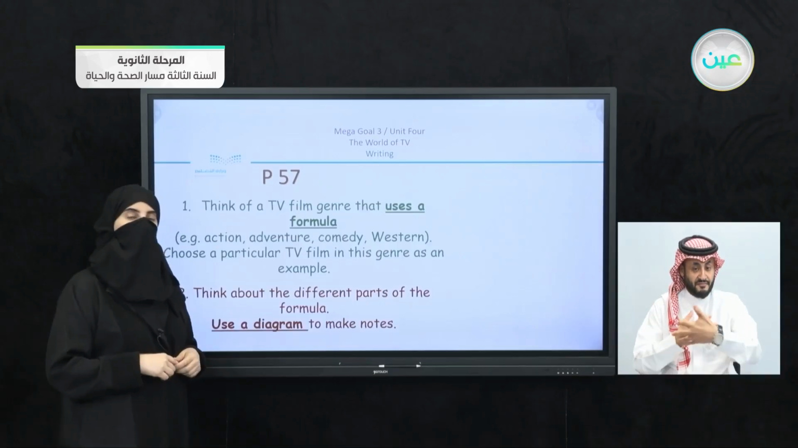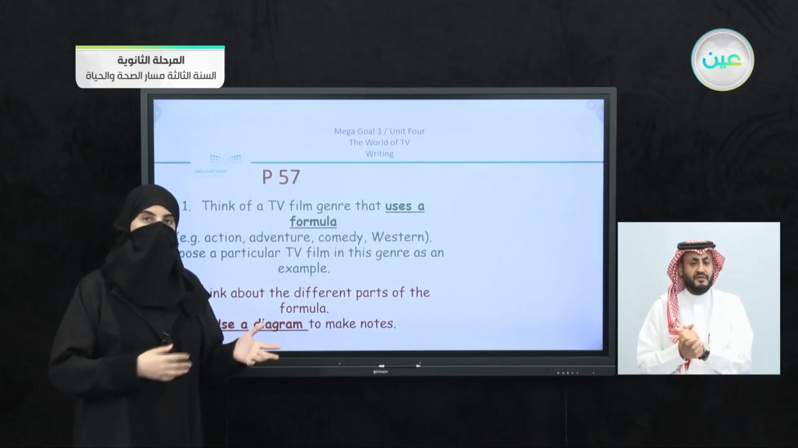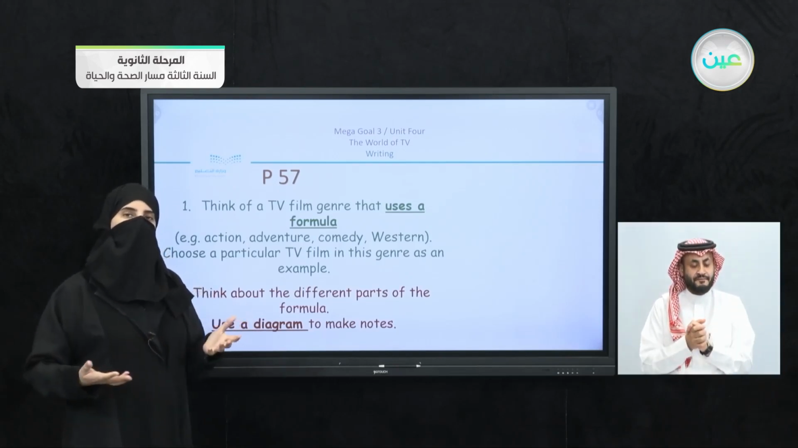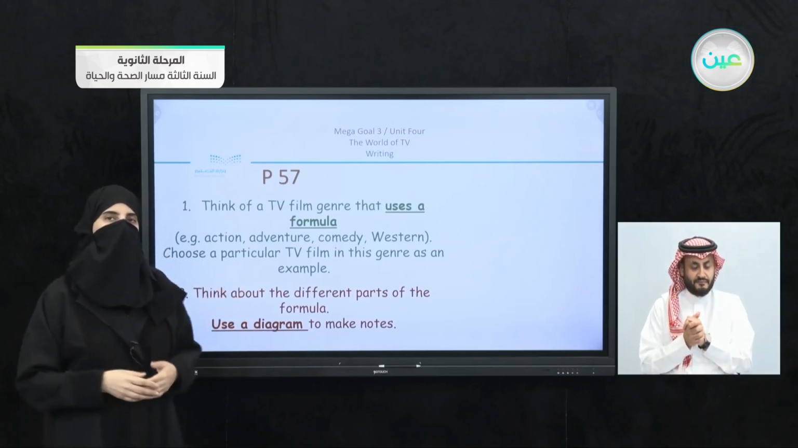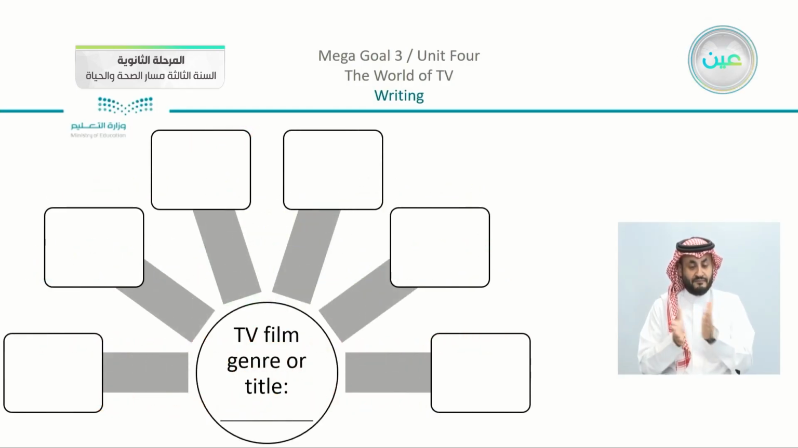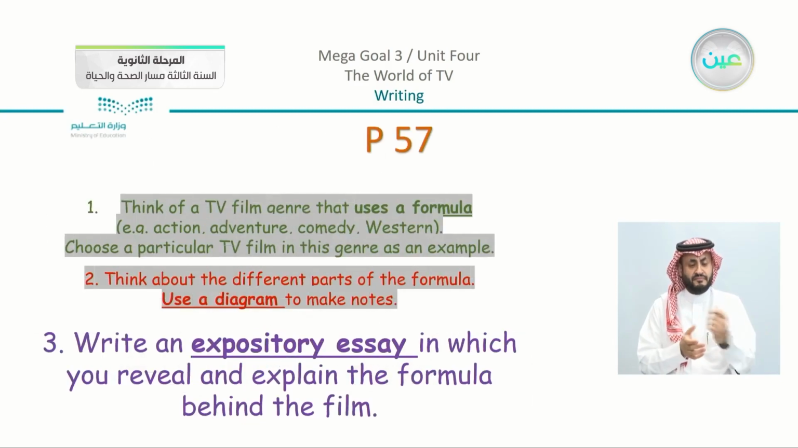Now note that you are not going to write a story. You're not going to write about the movie itself, but about the formula of the movie and the different elements that we have. Here you can see from the book, or the chart that I have here. You can use this chart to write the details and the parts of the TV genre, or the title. Of course, you're going to write the title and the different genres or types. And also you have on page number 57, sorry.